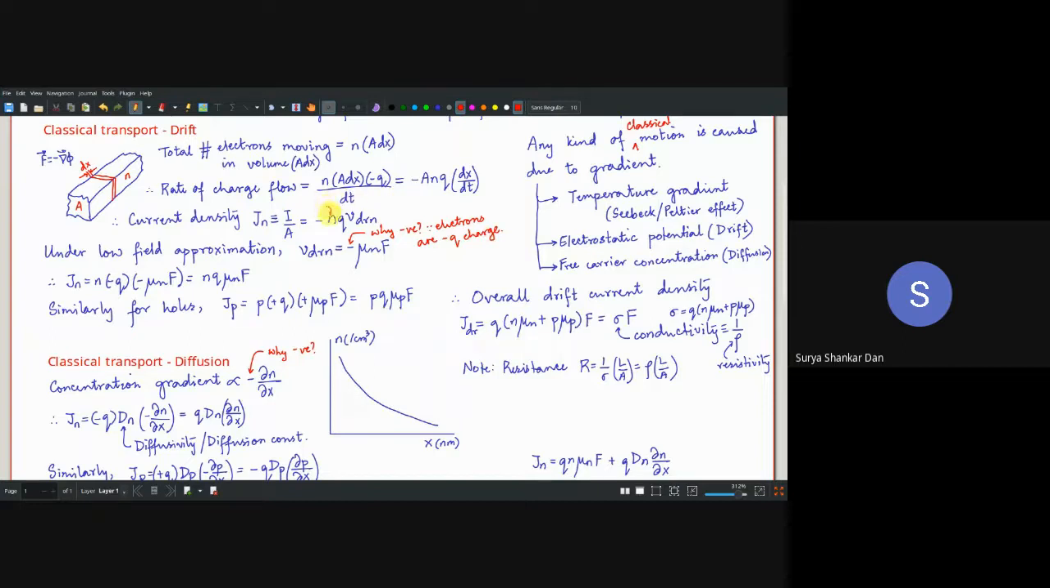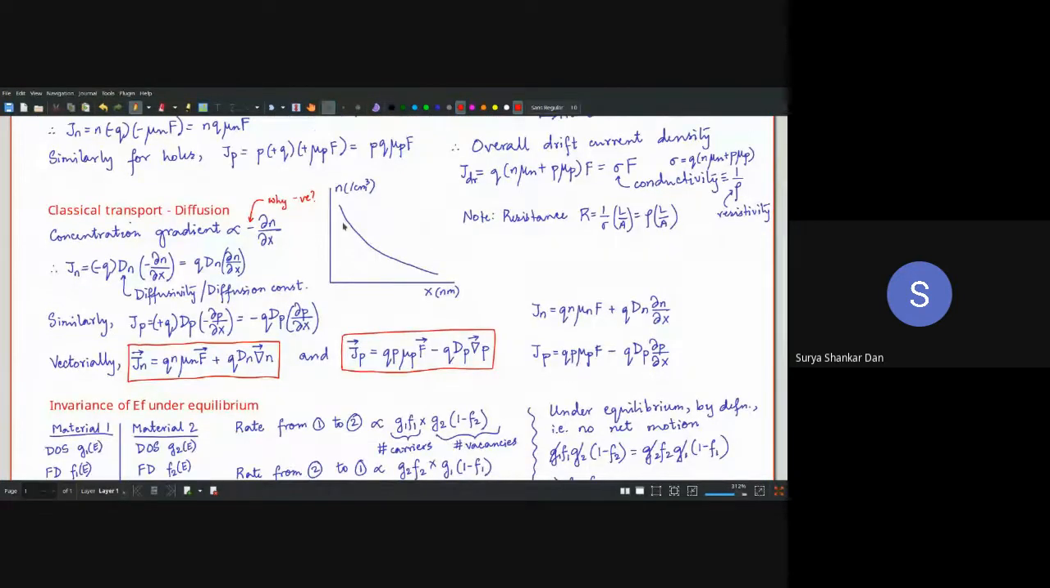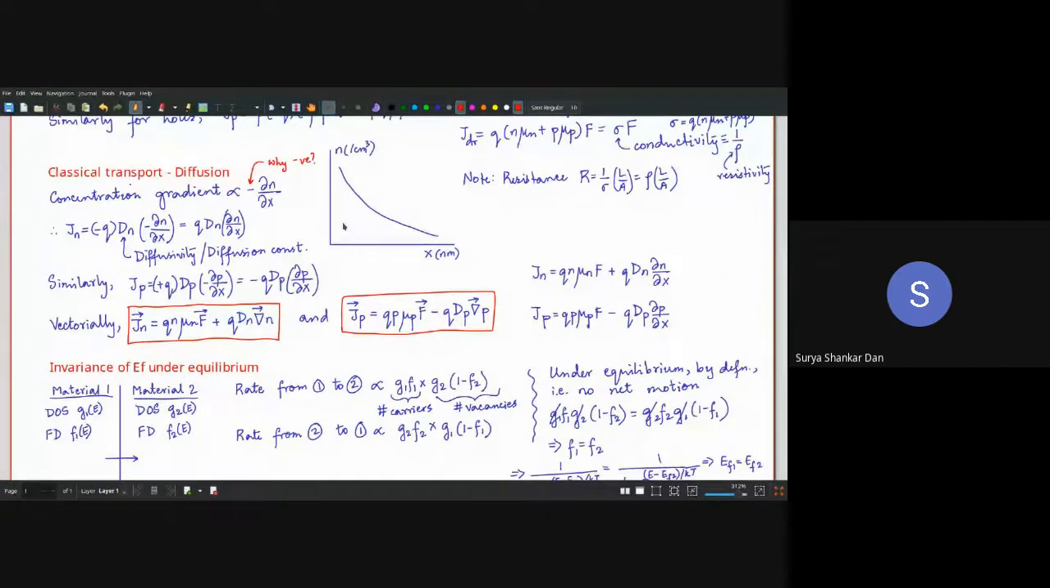So for example, n and v_drift are different concepts. How do you increase the number of free carriers, n? Through doping. Done. Doping has no relation with v_drift. You are doping with phosphorus. v_drift is defined by the silicon material, where those free carriers will move. Alright, excellent. Now we will come to the classical transport number 2, which is diffusion.